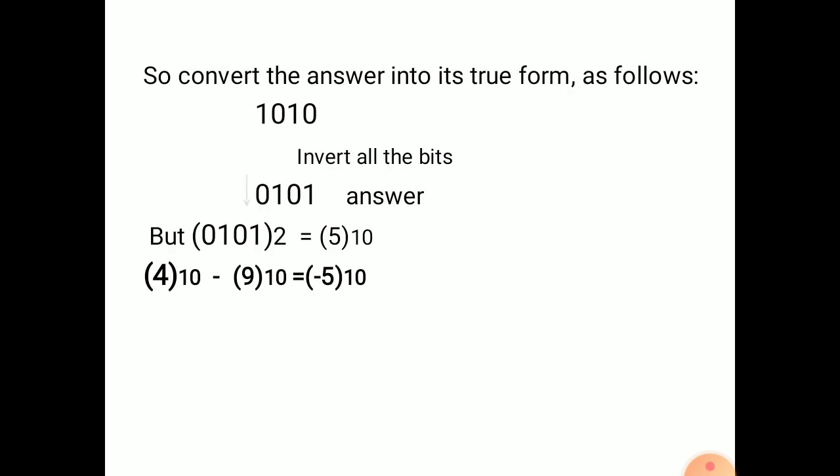So, convert the answer into its true form as follows. Answer is 1, 0, 1, 0. Invert all the bits. If we invert, the answer is 0, 1, 0, 1. But 0, 1, 0, 1 is the decimal equivalent of 5. Then our answer is 4 to the base 10 minus 9 to the base 10 is equal to minus 5 to the base 10.